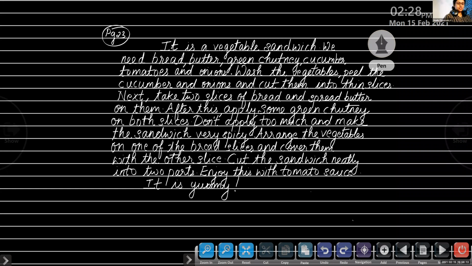So wash the vegetables, peel the cucumber and onions and cut them into thin slices. These steps are given in the correct order, okay? Next, take 2 slices of bread and spread butter on them. After this, apply some green chutney on both slices. Don't apply too much and make the sandwich too spicy. Arrange the vegetables on one of the bread slices and cover them with the other slice. Cut the sandwich neatly into 2 parts. Enjoy this sandwich with tomato sauce. It is yummy.